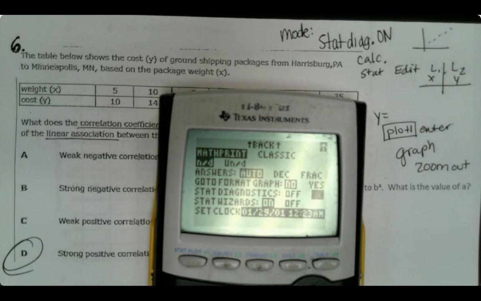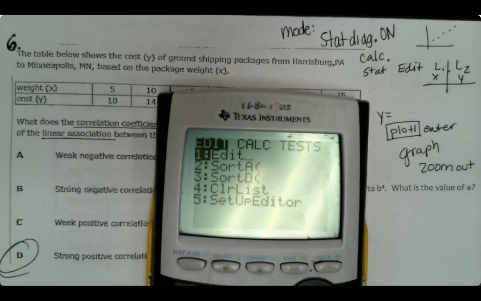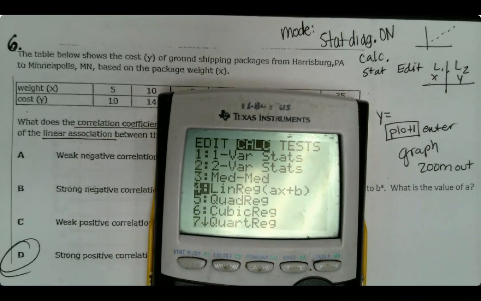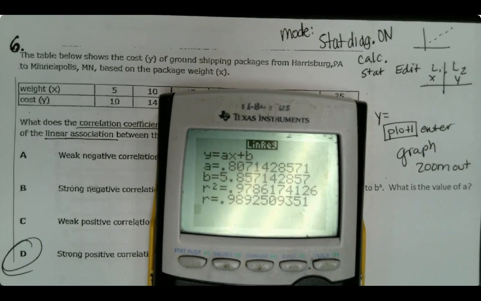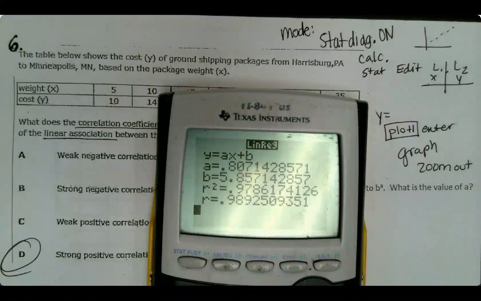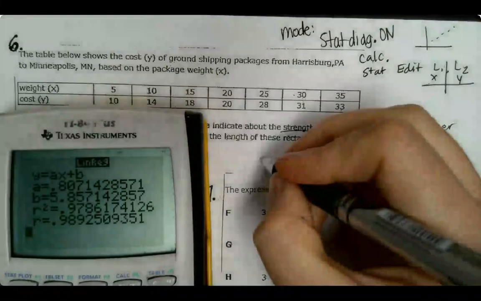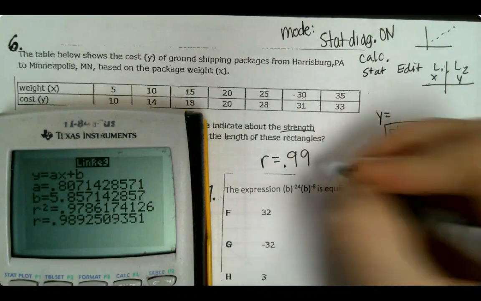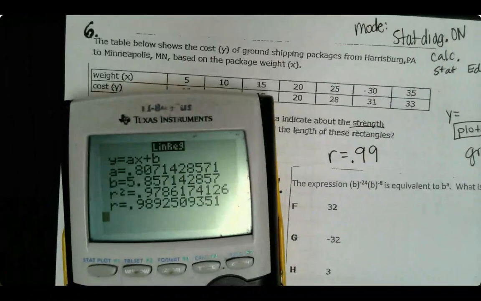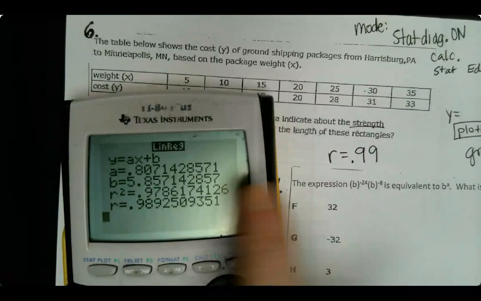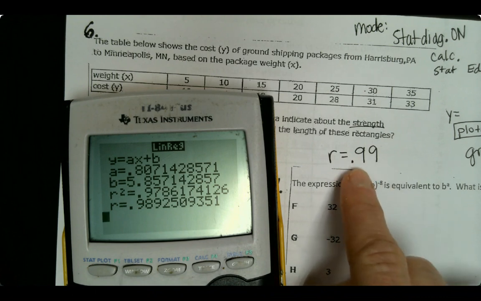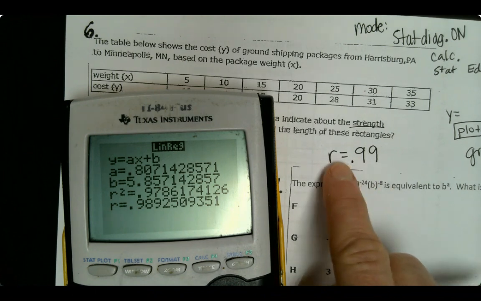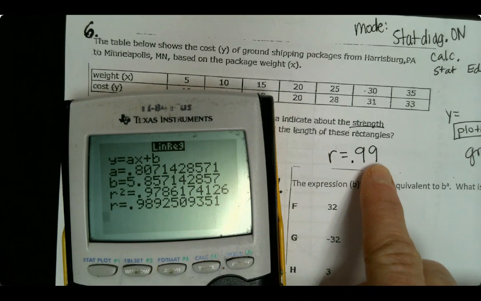And then hit second quit and do linear regression. Stat, calc, down to linear regression. Calculate it. And you look at the R value. The R is 0.99. Don't look at R squared. We're looking at R. 0.99 means very strong. Anything close to 1 or negative 1 is considered very strong. And since the R value is positive, it's positive. If it said negative 0.99, it'd be a strong negative.